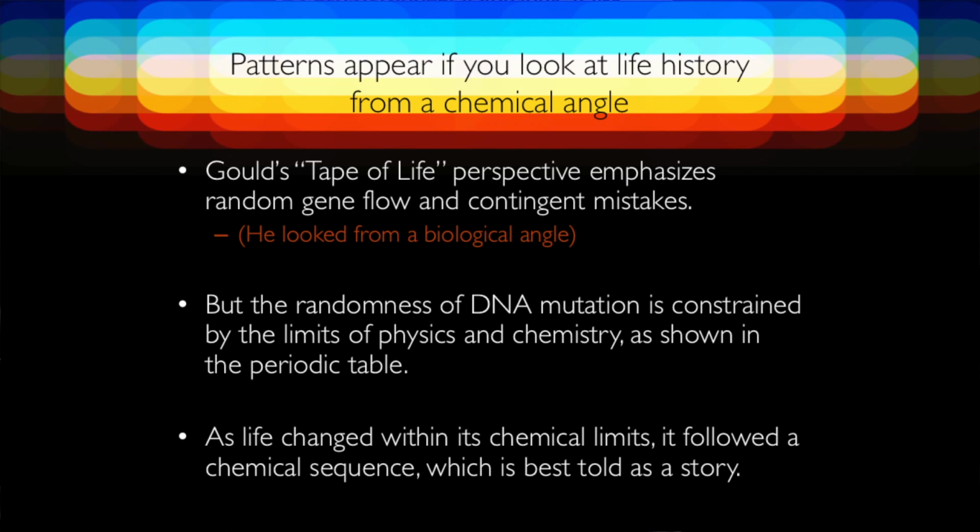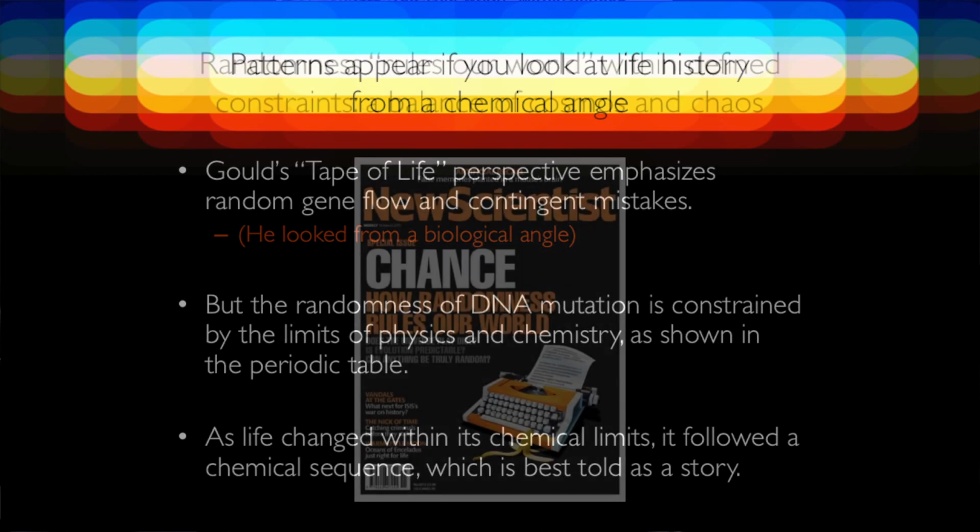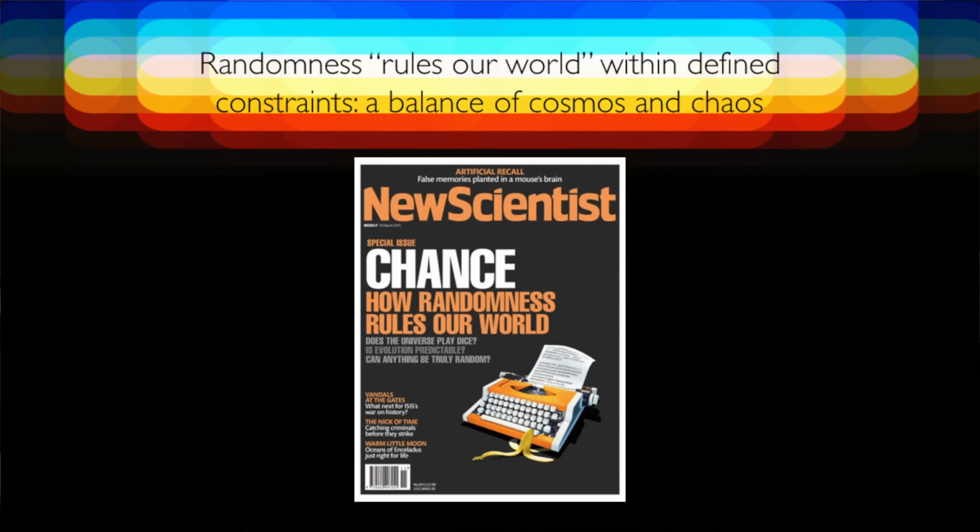And I think the best way to talk about those is to tell the story. And so that's what's in the book. The book is the story of those 4 billion years. So you'll see headlines like this. Chance, how randomness rules our world, right? Is evolution predictable? You look at that, and you think it's going to say no. Well, you open it up and look at the article, and you find that it actually says, in most ways, yes. So I just want to encourage you, get past the headline.